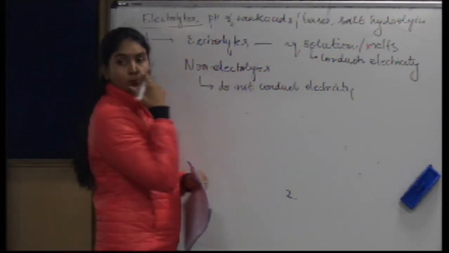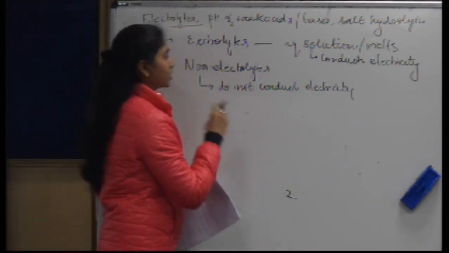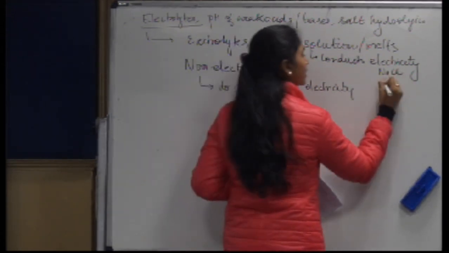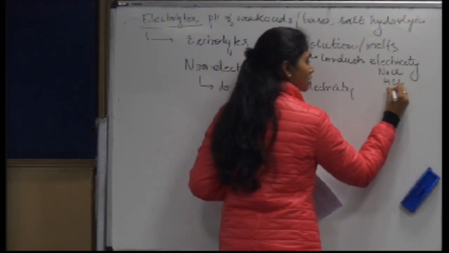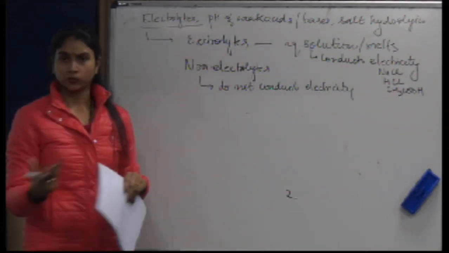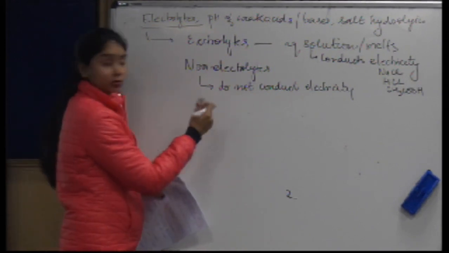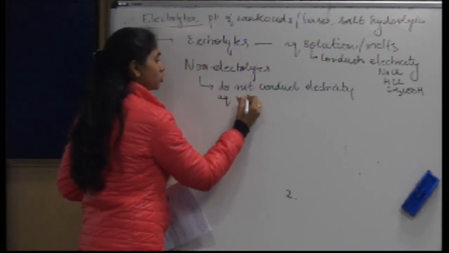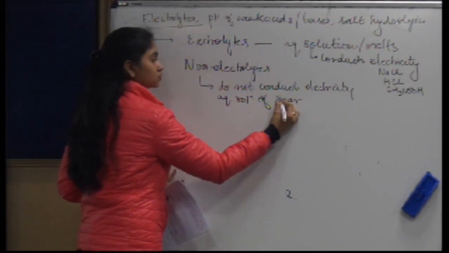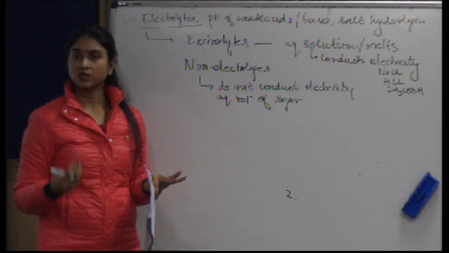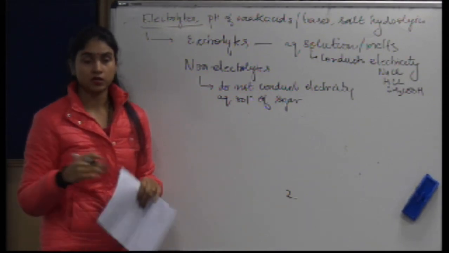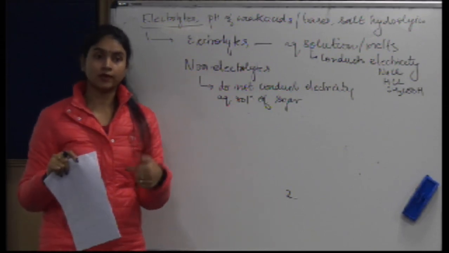If I want to put some examples under the category of electrolytes, what can I say? Sodium chloride, HCl, acetic acid, and many more examples will come to you. If I put some examples in non-electrolytes, you can have, say, an aqueous solution of sugar. Anything which remains in its pure state and does not undergo dissociation would be termed a non-electrolyte.